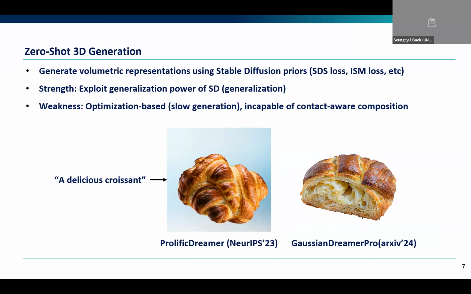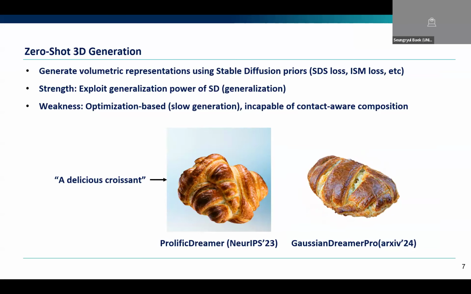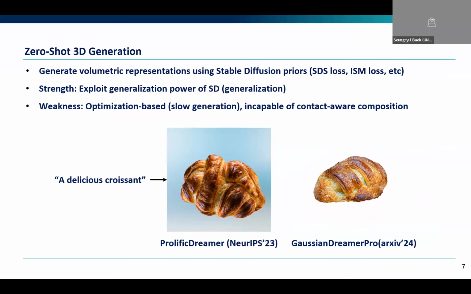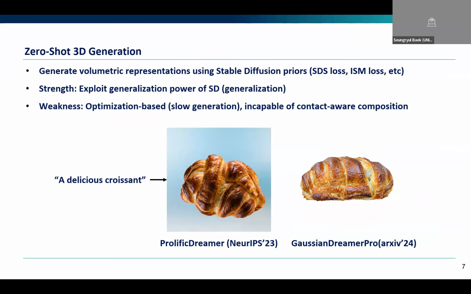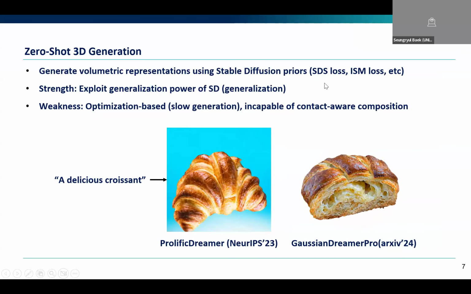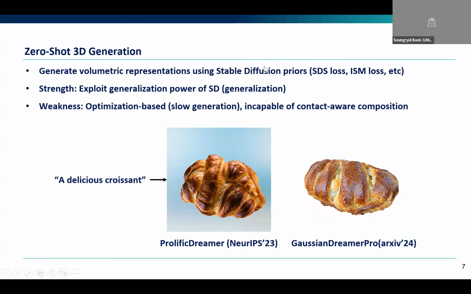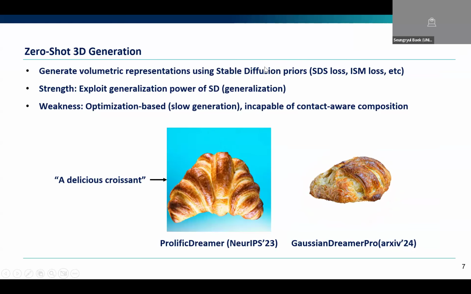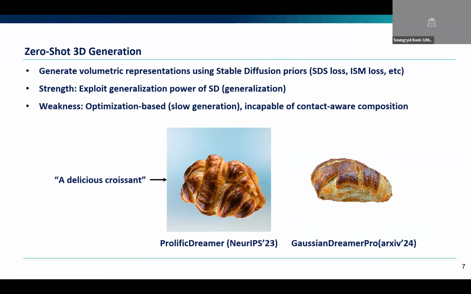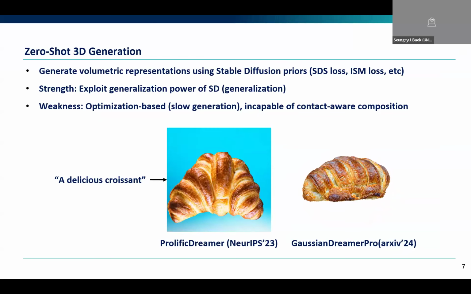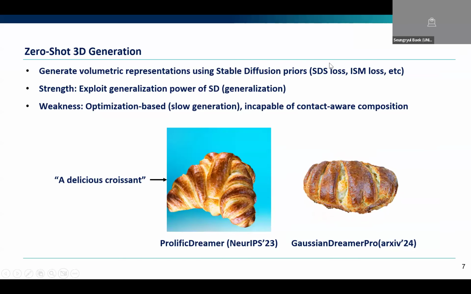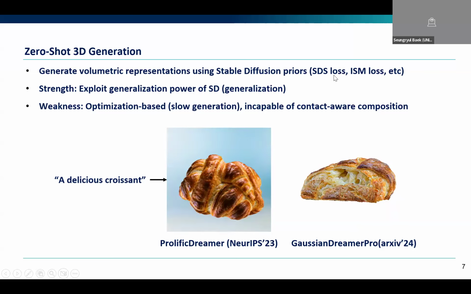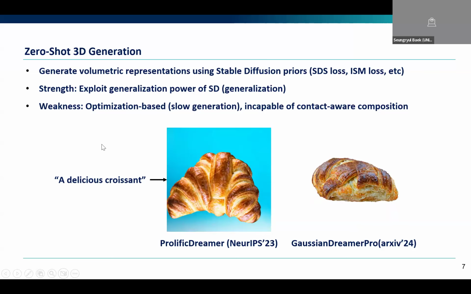In zero-shot 3D generation, they usually use volumetric representations to render the 3D, mainly using Stable Diffusion. Stable Diffusion models generate 2D images from text, but some works extend their generation capability to 3D using some kind of losses, including SDS or ISM.